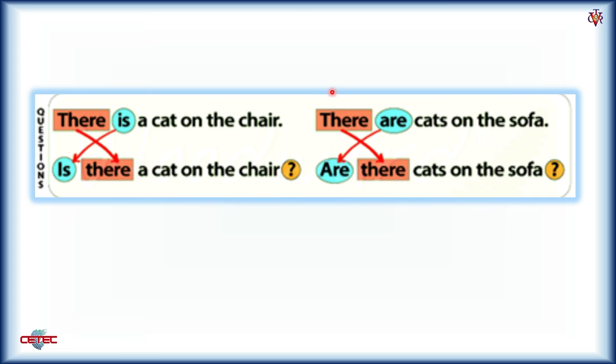Now, when we use plural, there are cats on the sofa. Here now, plural first, there second, complement. Here we have to check that is complement. Cats, plural. Are there cats on the sofa? Question mark at the end.